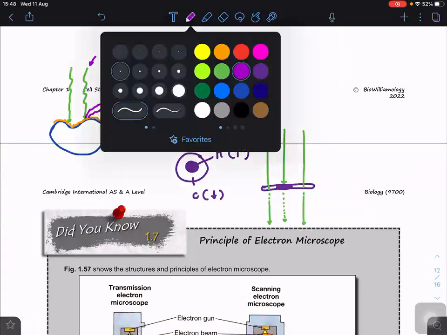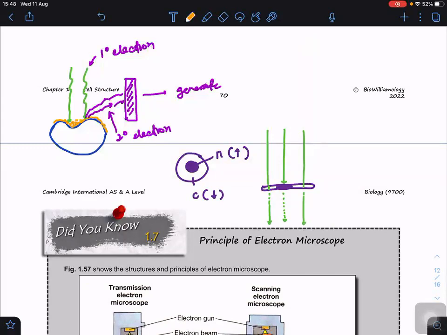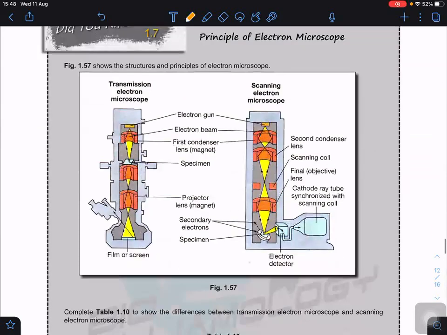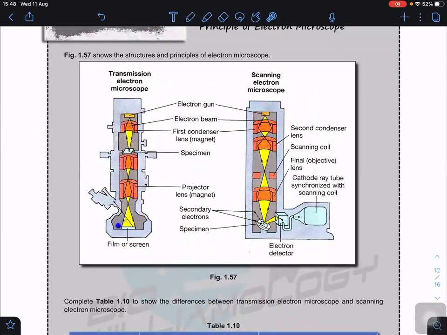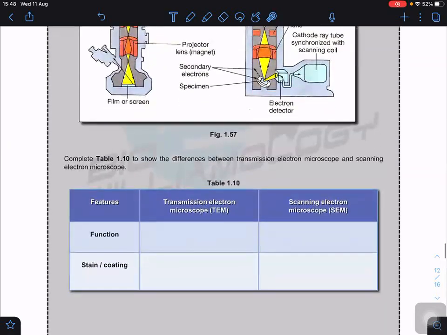If you look at the groove, some parts will have fewer electrons, and some parts may have more electrons. So you are going to see different intensities of the secondary electrons that can be detected. The image here will be a two-dimensional image, but for the scanning electron microscope, we are going to see a three-dimensional image. Are you clear? Okay, so let us look at the functions. Transmission electron microscope, generally, we want to study the ultrastructure of a cell. Scanning electron microscope, we want to produce a three-dimensional view of the object, the surface view.